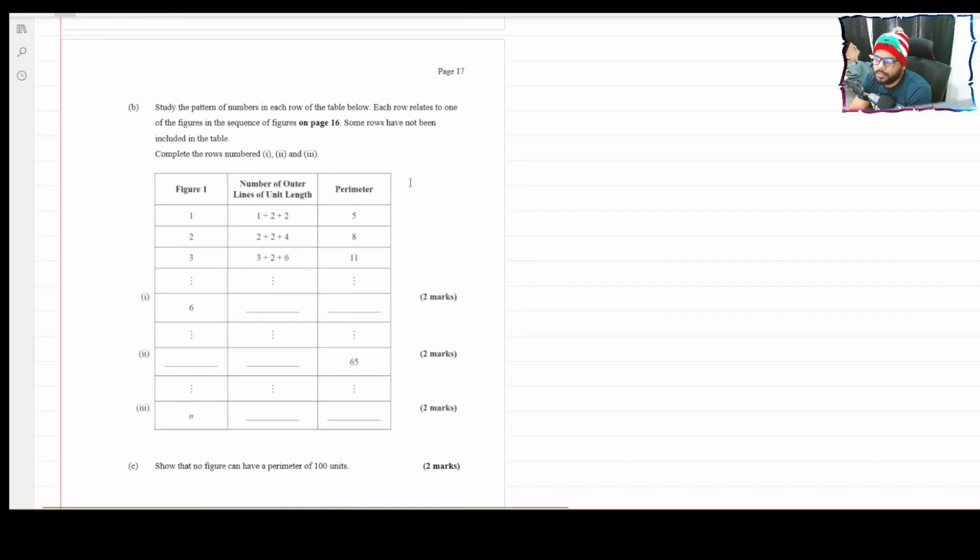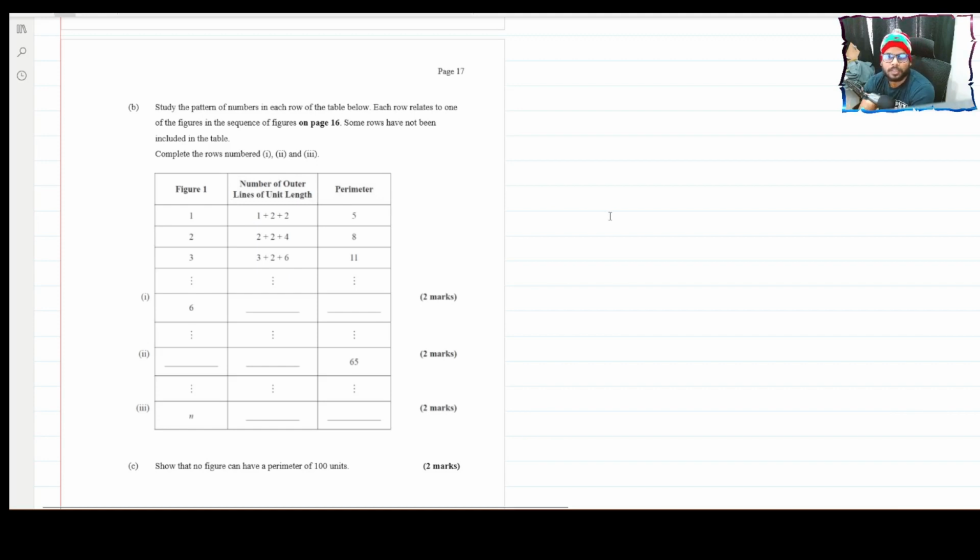Study the pattern in each of the rows of the table below. Each row relates to one of the figures in the sequence on page 16. Some rows have not been included in the table. So this is what I recommend for our patterns questions. Just focus on what the names of the headings are: number of outer lines of unit length and the perimeter.